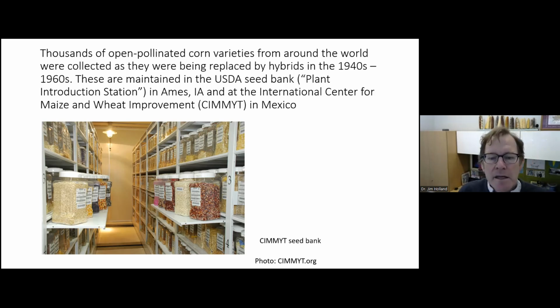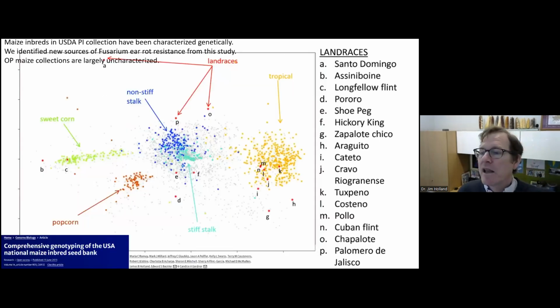So CIMMYT and the USDA both have really extensive collections of maize germplasm, which includes populations and inbred lines. The inbred lines are nice to work with, because it's much easier to do sequencing on them: you only need one plant from an inbred line, and it's mostly homozygous, and it's easy to deal with.